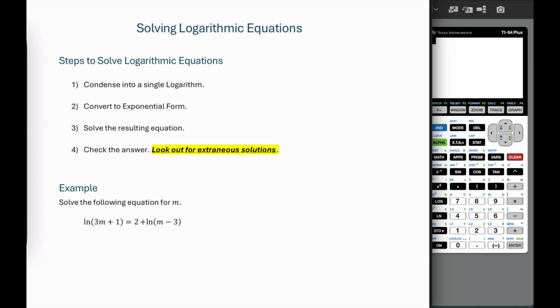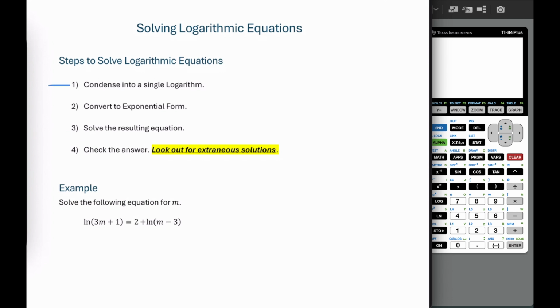Solve the logarithmic equation for the variable m. Notice in this equation we've got logarithms on both sides. But we can't set the arguments equal to each other because we don't have just a single logarithm on the right. This plus 2 prevents us from being able to do that.